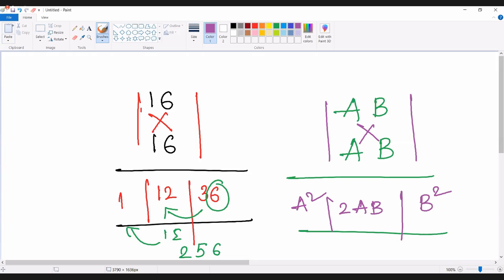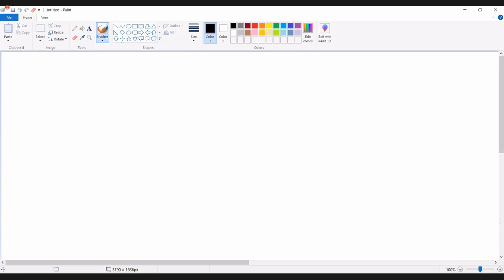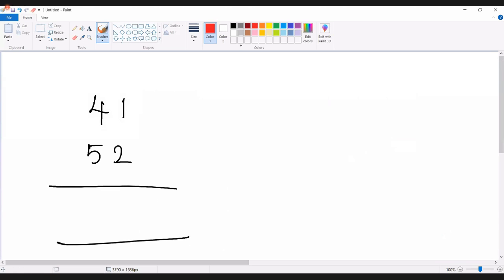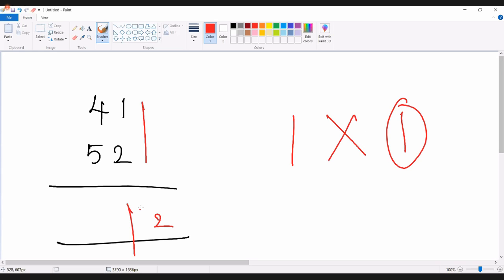So let me take one more question to get more clarity. For example, I want to find out what is 41 into 52. How to proceed with the solution: 1 into 2 is going to be 2. Make a slash for convenience. Always when you are doing the operation of I, X and I, first do I. 1 into 2 is going to be 2. Then use cross: 4 into 2 is 8, 5 into 1 is 5, 8 plus 5 is going to be 13. Take 13. So again use I: 4 into 5 is 20.